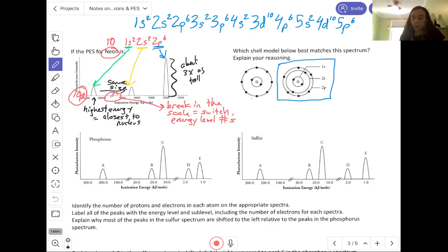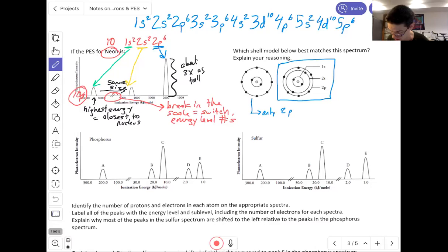This would be only 2 peaks. Wait, why is it 2 peaks? Because it's only got 2 circles. Right? Because basically a peak is when you have things of the same energy. So all of these 2 have the same energy, and then all of these have the same energy. So you'd have a peak of 2, and then you'd have a peak of 8.